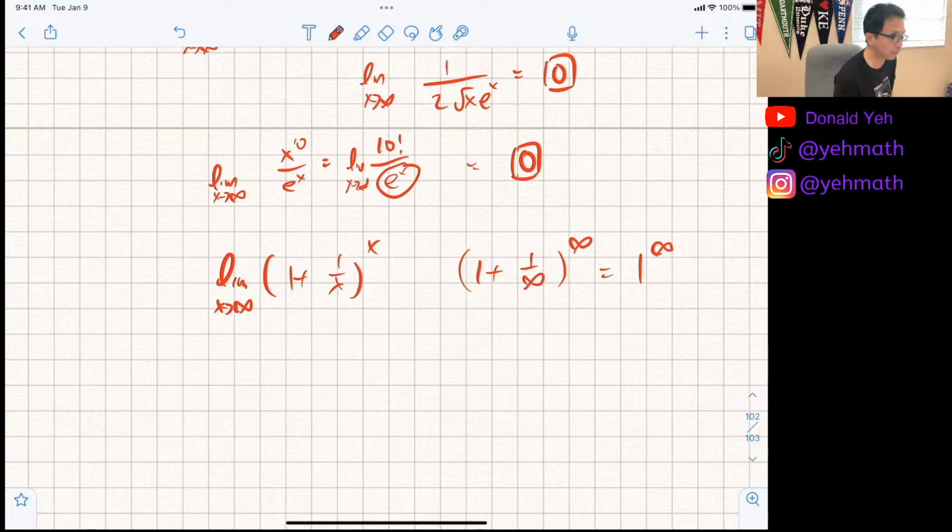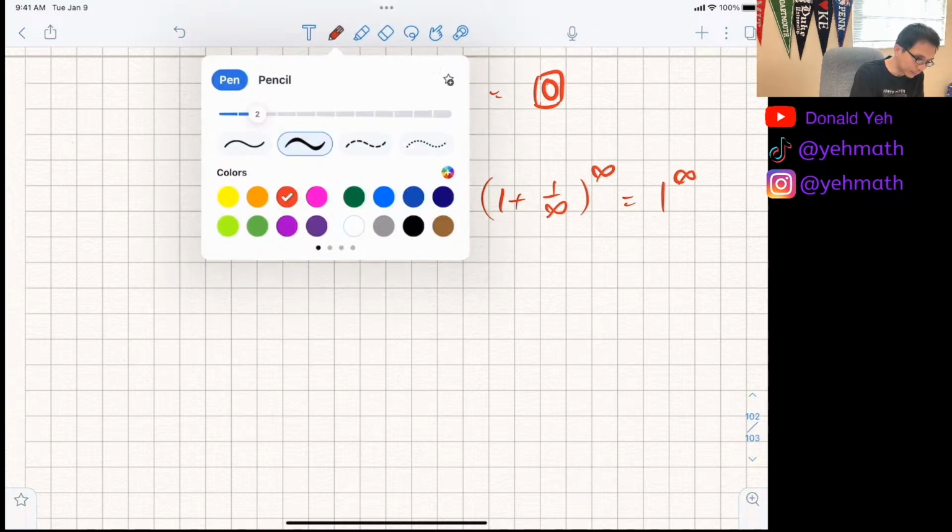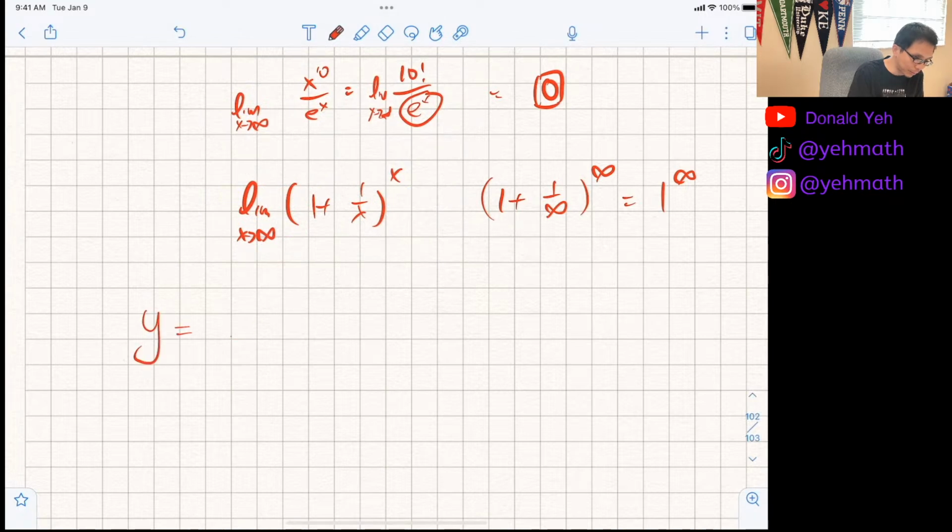What we're going to do is prove that. Now, it's not really a 1 if you're careful, because if you plug in 1, what happens? It's actually 2 to the infinity. It's just that when x reaches infinity, this 1 over x becomes very small. So it's really like a 1 plus something, to the infinity, is equal to something. We're going to call this y. So y equals the limit as x approaches infinity of (1 plus 1 over x) to the x.